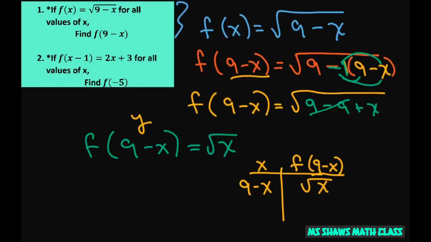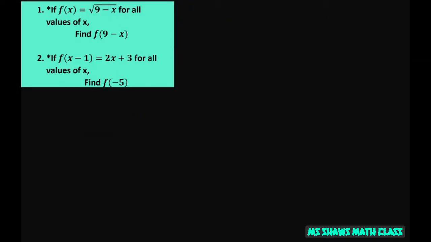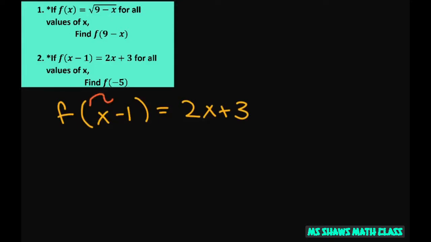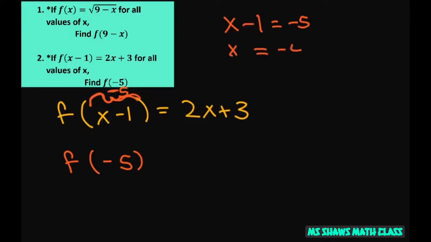All right. And the second one, we have f of x minus 1 equals 2x plus 3. Now normally we see this as the x. So we want f of negative 5. That means we want this to equal negative 5 before I can do the problem. So what I'm going to do is set it equal to negative 5. If you add the 1 to both sides, you get x equals negative 4.